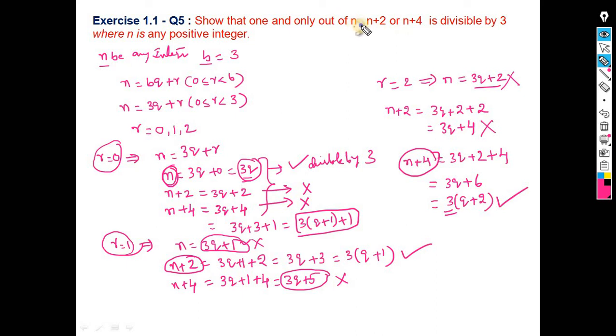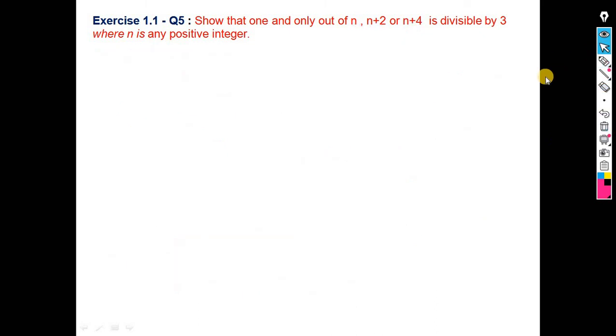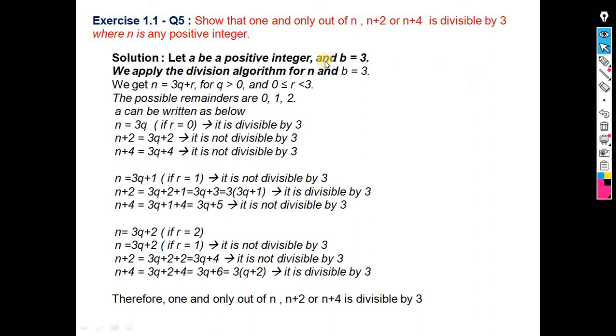So in the first case n is divisible by 3, in the second case n plus 2 is divisible by 3, in the third case n plus 4 is divisible by 3. So that's what the problem is. I have given the solution also here. Have a look at the solution. You can write the same thing in the exam. So just have a look, the same thing whatever we have discussed.